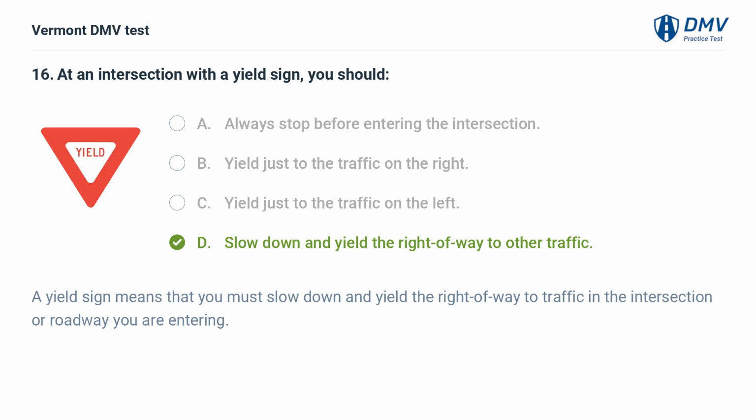A yield sign means that you must slow down and yield the right of way to traffic in the intersection or roadway you are entering.